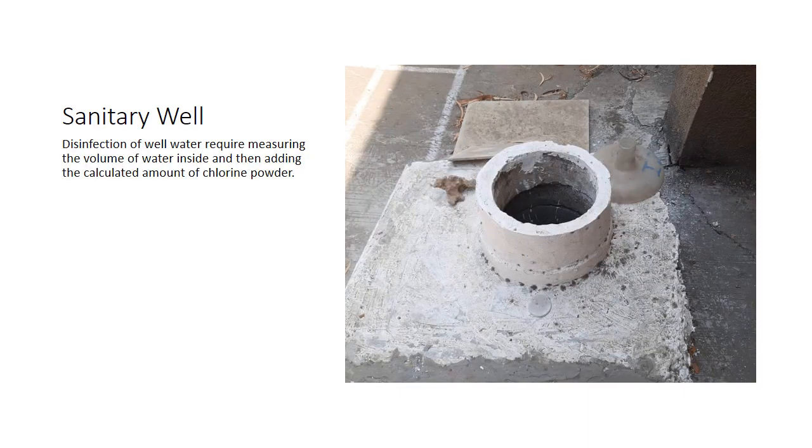For disinfection of well water, we need to measure the volume of water inside the well. A formula of pi d square h upon 4 into 1000 is used to measure the volume of water inside the well. Once the volume of water is known, the required amount of chlorine powder is taken to chlorinate the well water.